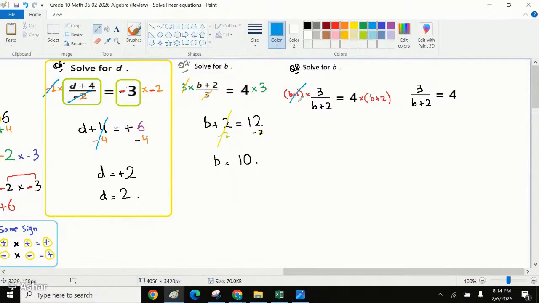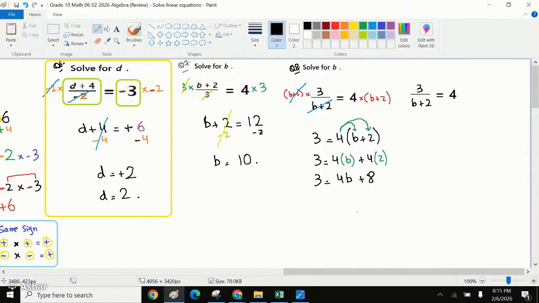So can we cancel this b plus 2 with this b plus 2? And we are finally left with 3 is equal to 4 multiplied by b plus 2. Agreed? We know the expansion, the number outside the bracket is multiplied with everything inside the bracket. So we can write this as 3, 4 is multiplied by b. Bracket means multiplication. Then 4 is multiplied by 2. Agreed? So 4 multiplied by b is 4b, and 4 multiplied by 2 is 8.